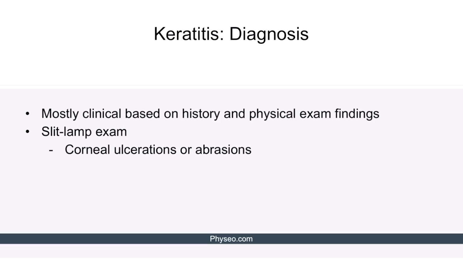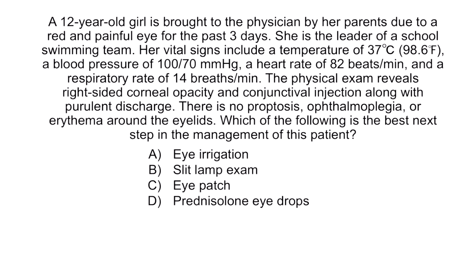Here's a slide reminding us of the diagnosis of keratitis. Let's discuss why other options are incorrect. Option A and C are incorrect because eye irrigation and eye patches are not helpful for treating keratitis. Finally, option D is incorrect because although prednisolone eye drops may be prescribed to treat keratitis, the patient needs to be diagnosed first. Additionally, steroid eye drops are usually not prescribed without antibiotics for the management of keratitis. And that concludes our lecture on acute dacryocystitis and keratitis.